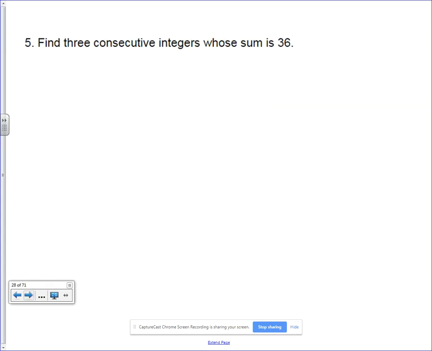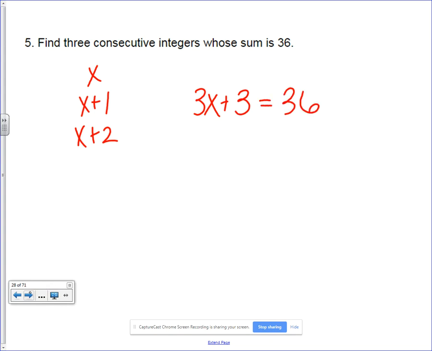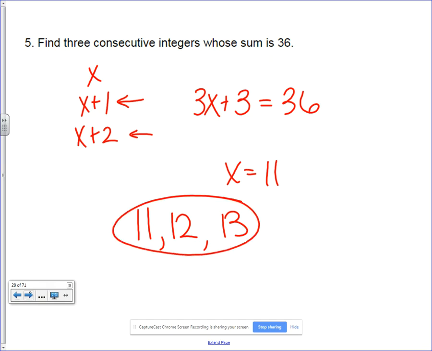All right, 2 more. These are some integer problems here. 3 consecutive integers. So if my first one is x, if they're consecutive, that means they're 1 apart. It says I'm supposed to sum them. So if I add all that together, it gives me an equation that looks like this. If you solve that equation, you should get 11. So that means the first integer is 11. If I add 1 to it, I get 12. If I add 2 to it, I get 13. And if I add all of those numbers up, I should get that 36.